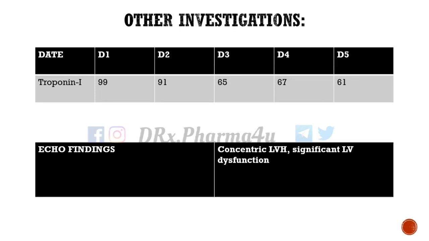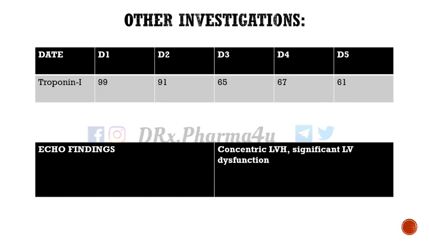If we look at the other investigations, this is very significant. The troponin level was very high. A value of 99 means it is far too high, because the normal value actually comes in decimals. And even though on day 5 it reduced by 38 of the value, it is still high.